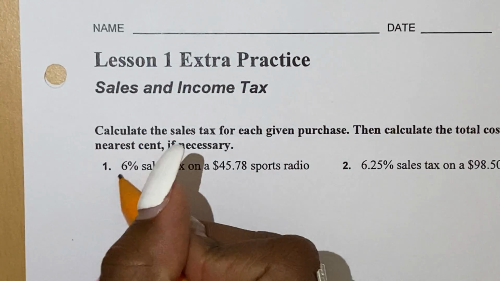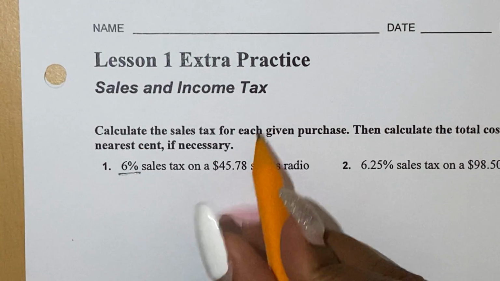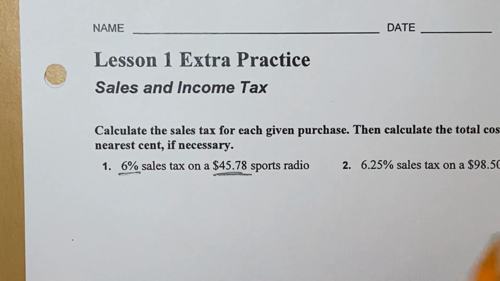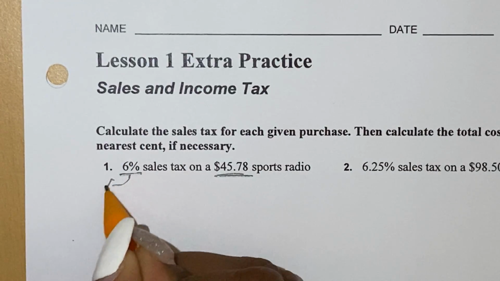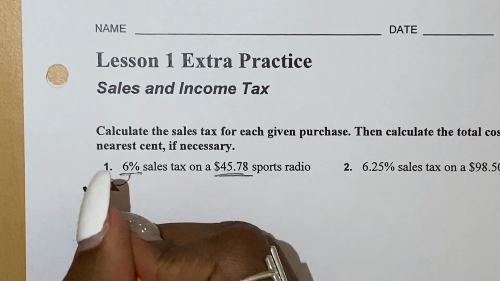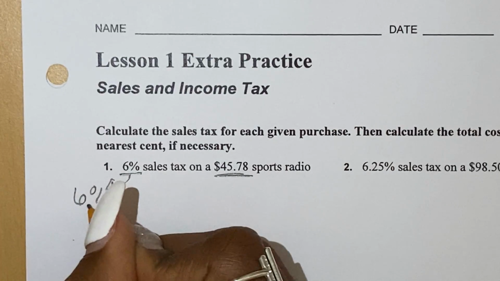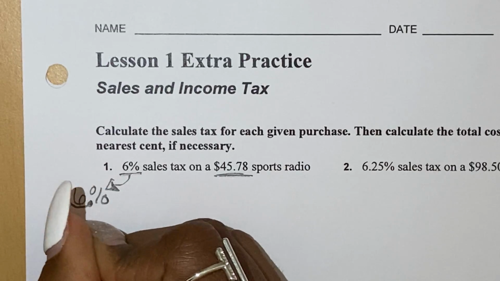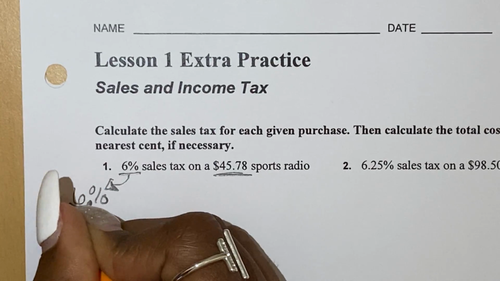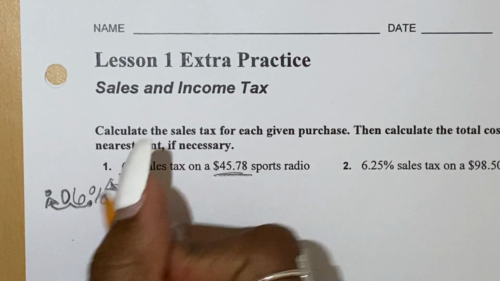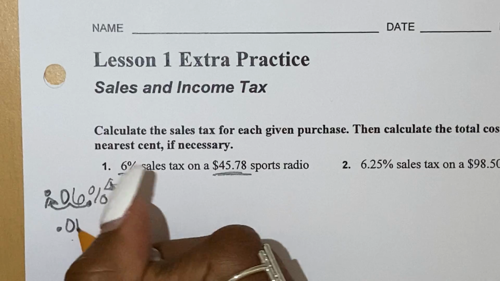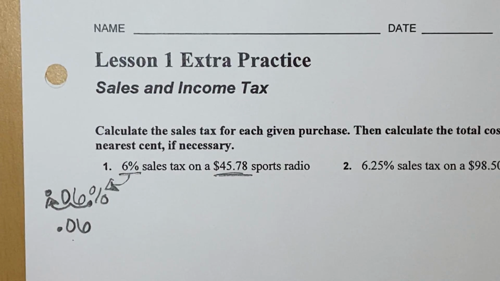Okay, I want a 6% sales tax on a $45.78 sports radio. So, what do we do? First, I need to go to the side and convert this percent to a decimal. So we're going to write down 6%. Move your decimal 2 places to the left. Add a 0. 6% is equivalent to 0.06. Okay, that's the first step.